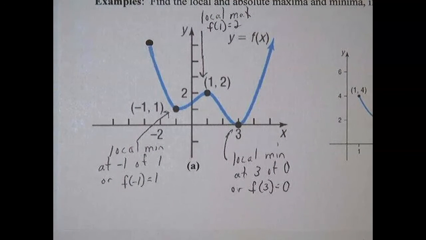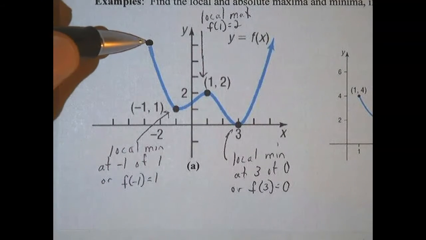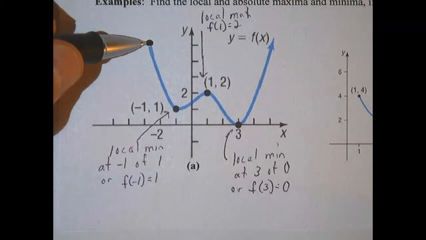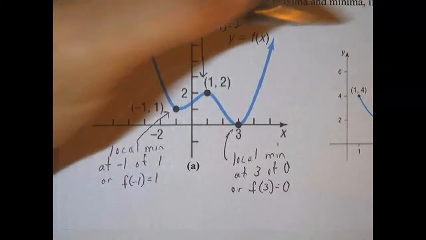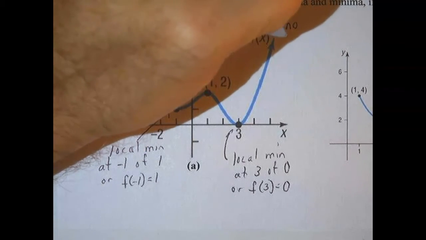Okay, now let's talk absolute. There is no absolute max. There is on this side, but on the entire graph, there's no highest point because the arrow goes up forever. So there's no absolute max.